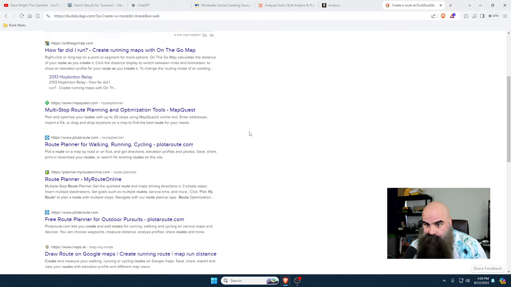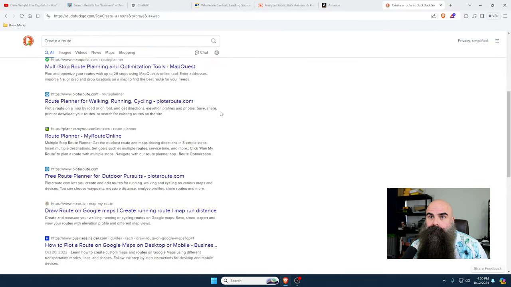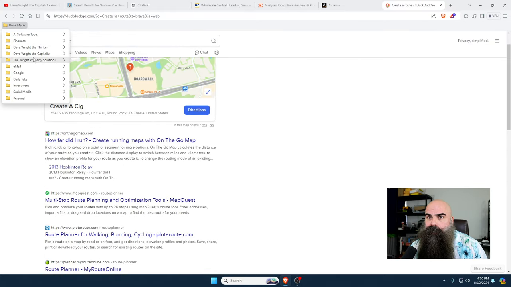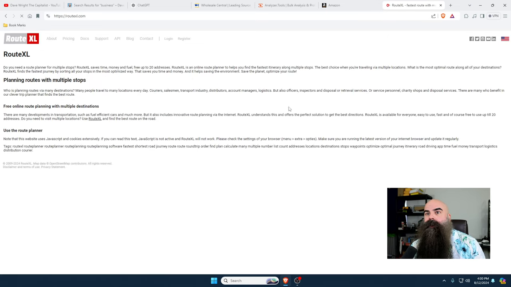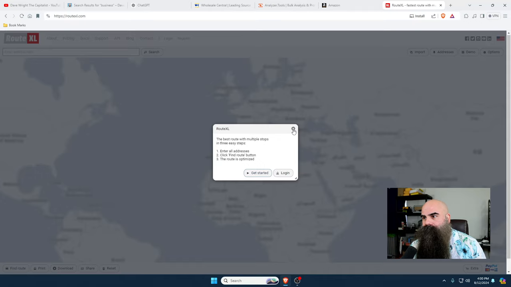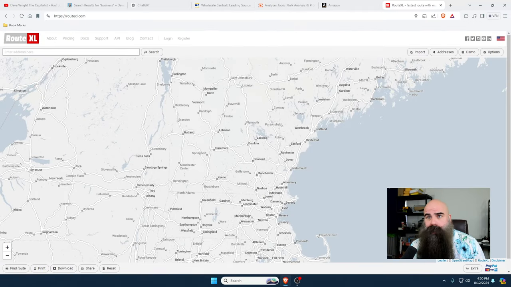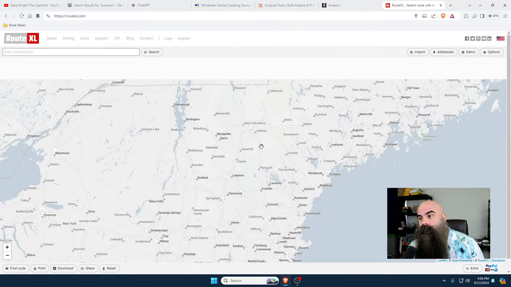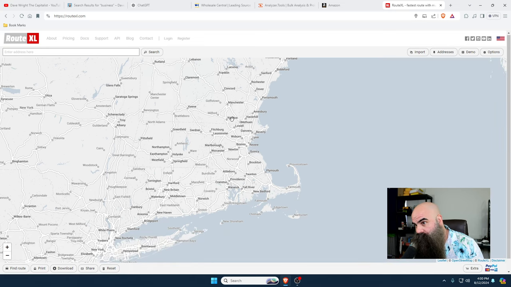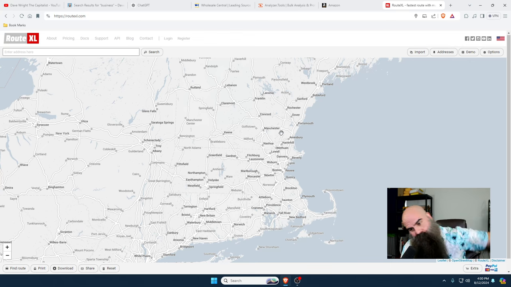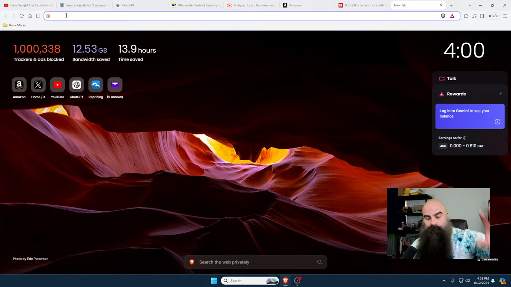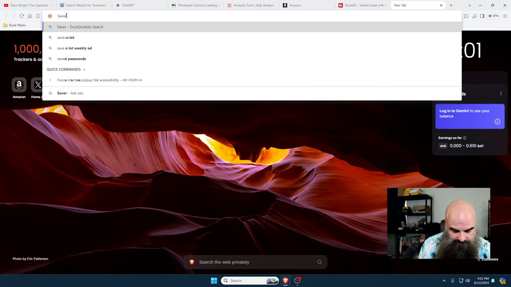What's the one that I use? Let me see if I can find it here. Maybe I put it underneath my saved files. Yeah, right here. I use RouteXL. You don't even need an account. You put in your starting address here and the other addresses that you're going to go to, and then your home address, and you hit search, and this will create a route for you so that it's super efficient for where you're going. But you could go on and look up Savers.